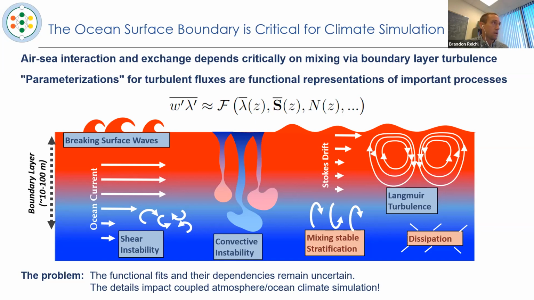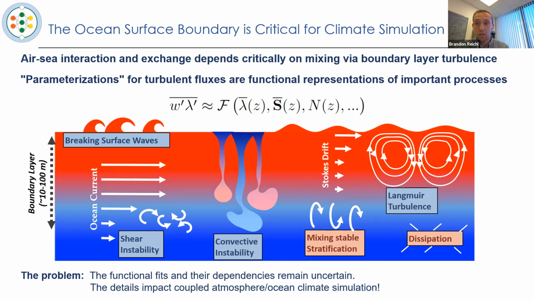So what I'm representing here is a vertical turbulent flux as this w prime lambda prime bar term. This is some arbitrary quantity lambda. It could be salt, temperature, carbon, something like this. And it's basically being represented as some functional form F here, which depends on things like the property lambda itself, or some physical parameters that represent the physical processes that actually govern the mixing in the ocean.